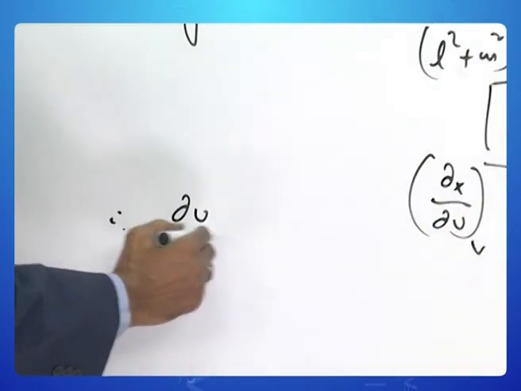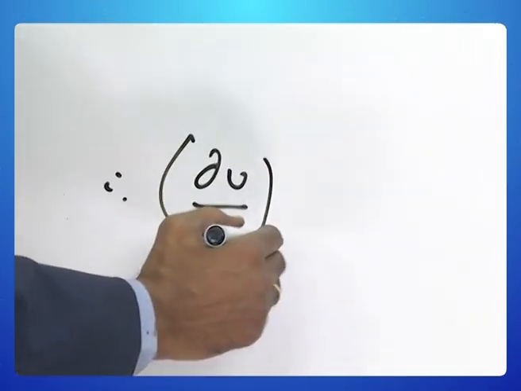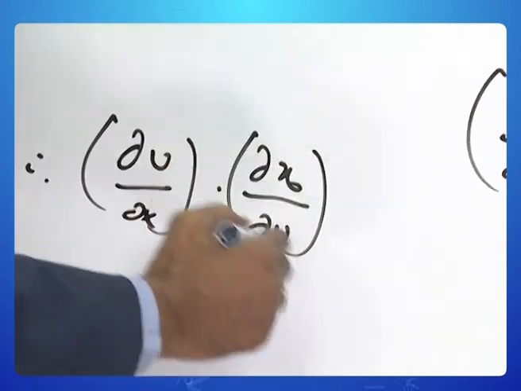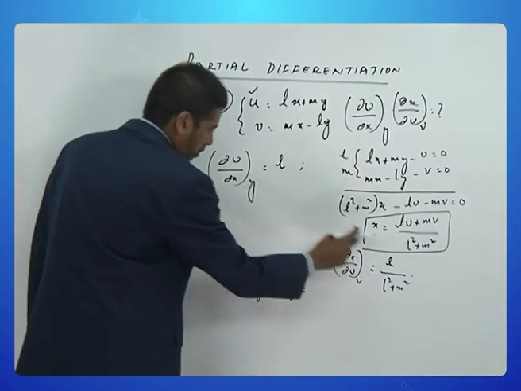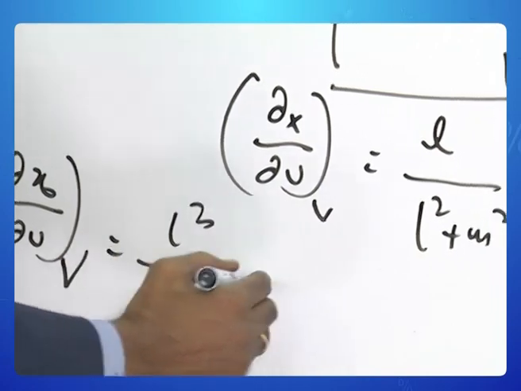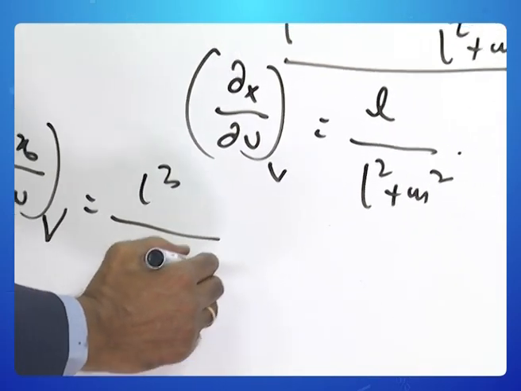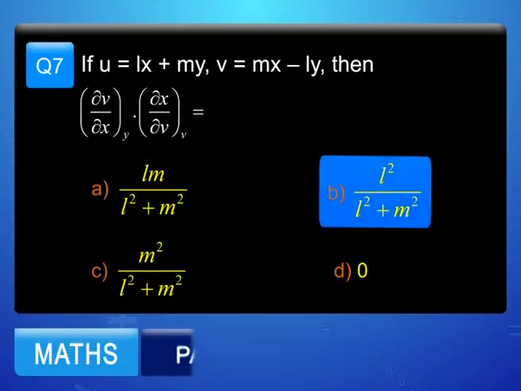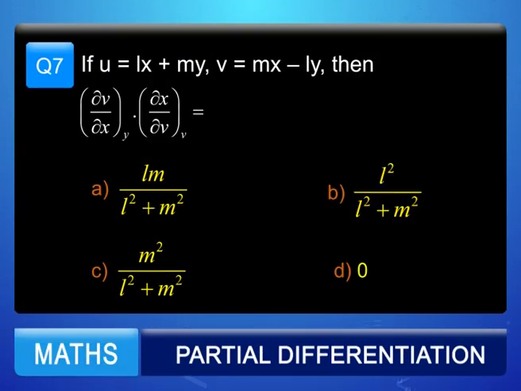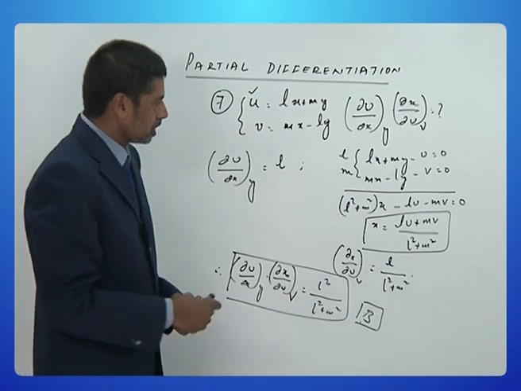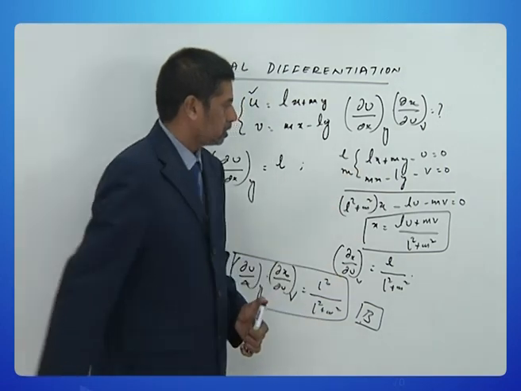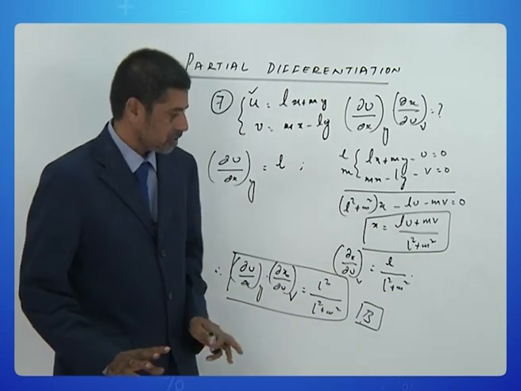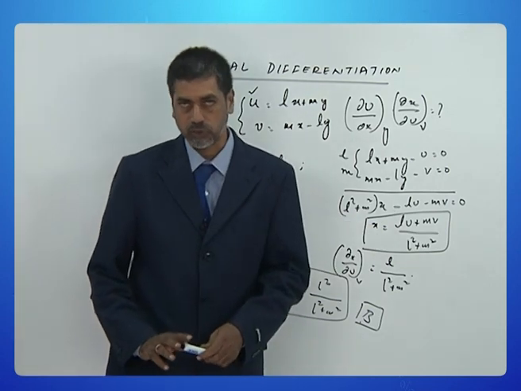therefore ∂u/∂x with y constant times ∂x/∂u with v constant is the product of these two, which is L squared by L square plus m square. So this makes option B the correct option. There is not much here except manipulating the two equations to get x in terms of u and v. So no challenge in this particular problem. Let's go to the next question.